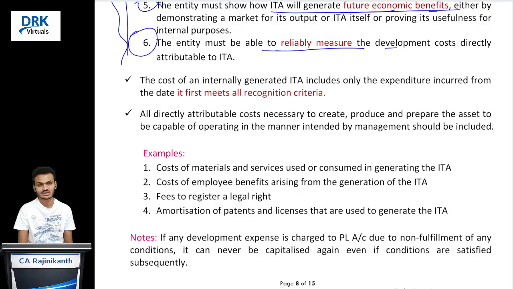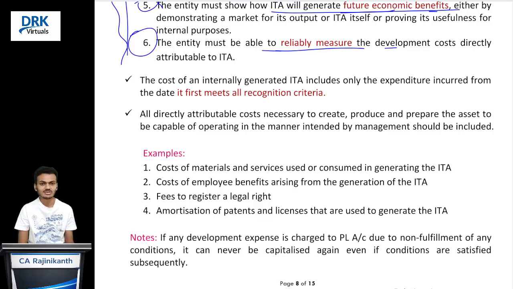For suppose, one more example. On 1st April 2025, we are starting the development phase. On 1st October 2025, all 6 conditions are satisfied. So in this case, which date is relevant for starting capitalization? 1st October 2025 is relevant. So whatever expense we incur during the period 1st April 2025 to 1st October 2025, that we should not capitalize. We should charge it to profit and loss account. That's it. Right? And after 1st October 2025, any expense we incur, we can capitalize.